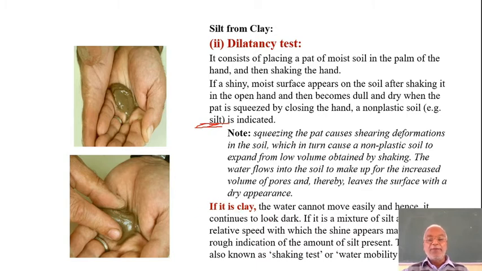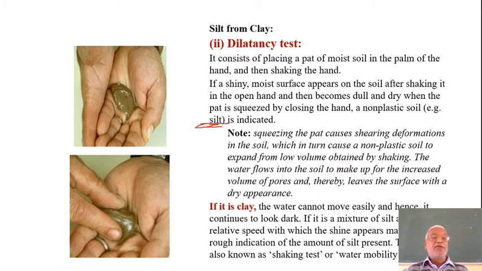If it is clay, what happens? The water cannot move easily and hence it continues to look darker and shinier. Right? If it is a mixture of silt and clay, the relative speed with which the shine appears may give a rough indication of the amount of silt present. This test is also known as shaking test or water mobility test, or more familiarly known as dilatancy test.